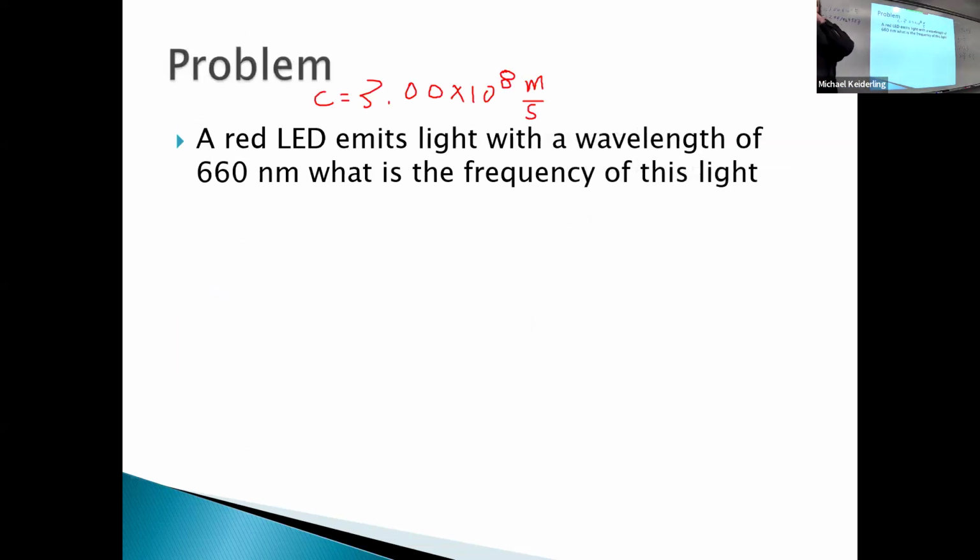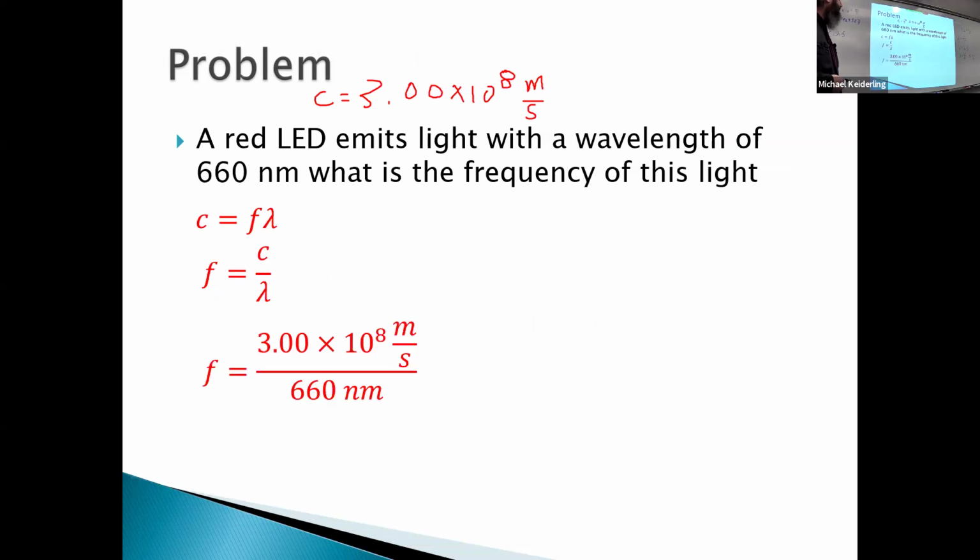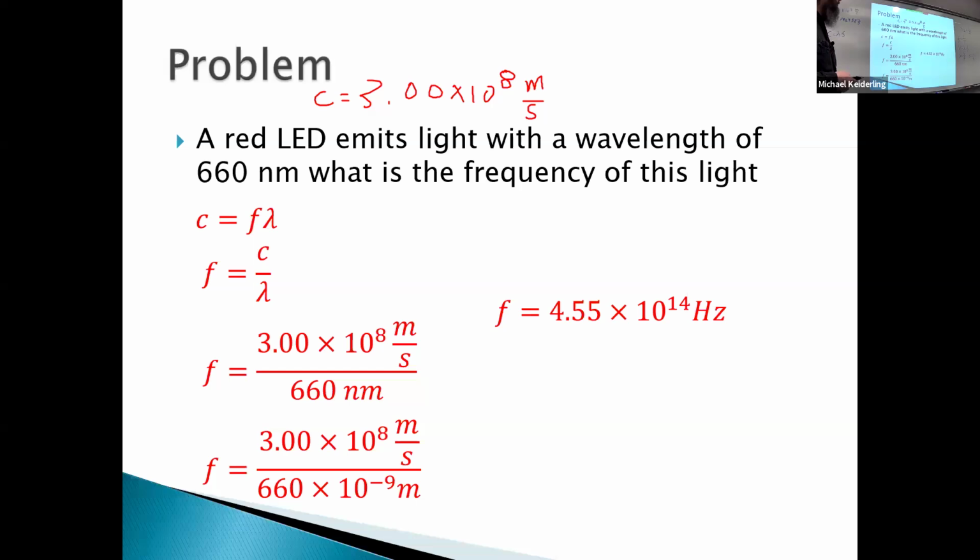And so if you have a red LED emitting a light with a wavelength of 660 nanometers, and you want to figure out its frequency, speed of light is frequency times wavelength. Frequency is speed of light over wavelength. So 3 times 10 to the 8th over 660 nanometers is 3 times 10 to the 8th over 660 times 10 to the minus 9 meters. And that comes out to 4.55 times 10 to the 14 hertz.